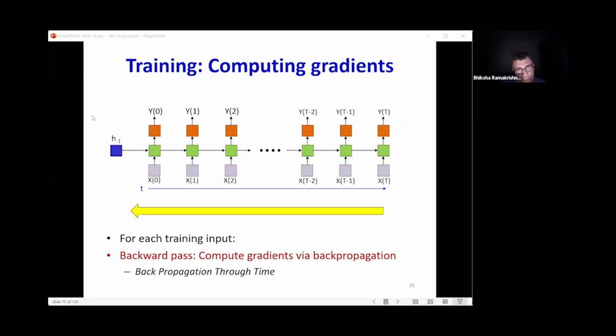So once the forward computation is done, all of these Ys will be available. Then for each training input, we are going to perform a backward pass, going from the end to the beginning, and compute gradients through backpropagation, which is why we call this backpropagation through time.